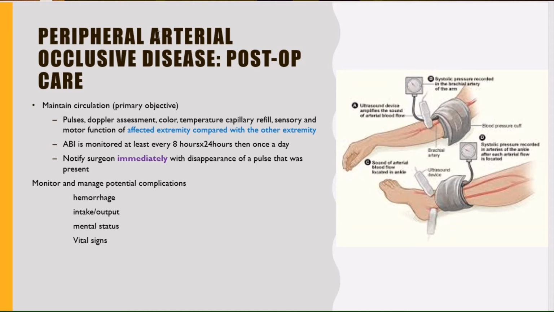We talked about it. Then monitor and manage potential complications. So this is a major surgery the patient may have, and they are at risk of getting hemorrhage. Monitor their intake and output, make sure there is a balance of intake and output. Vital signs, mental status, frequent monitoring is very important, because this will show if they have any potential complications.